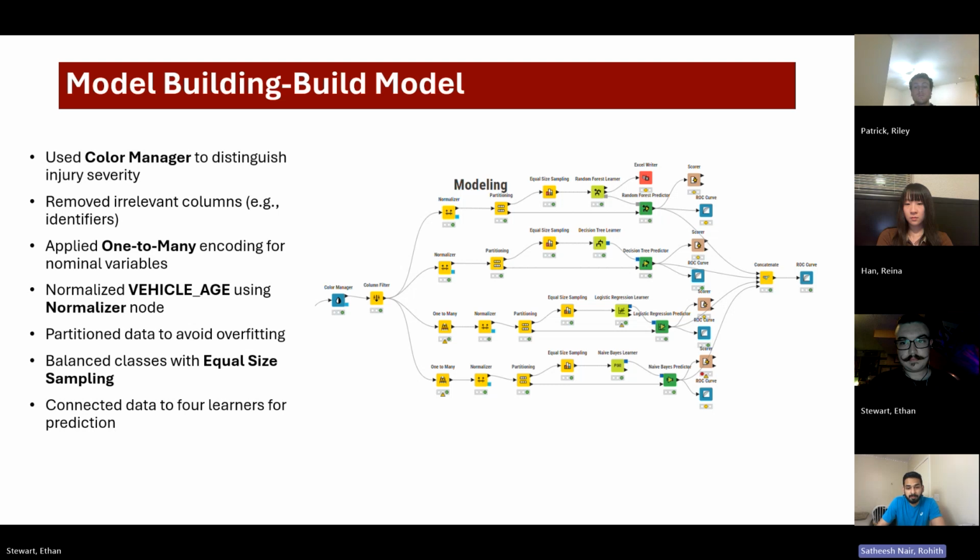And one of the important factors is, to prevent overfitting, we partitioned the data into training and testing sets. Also, since the classes are imbalanced, we applied equal size sampling to balance the major and minor injury categories. And finally, we connected the processed data to each of our 4 learner nodes to build the predictive models.